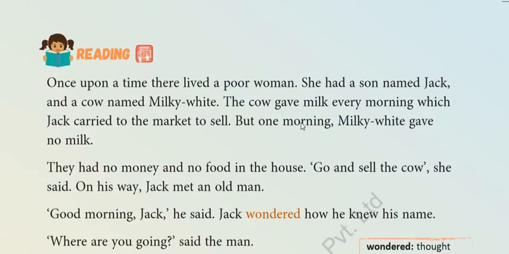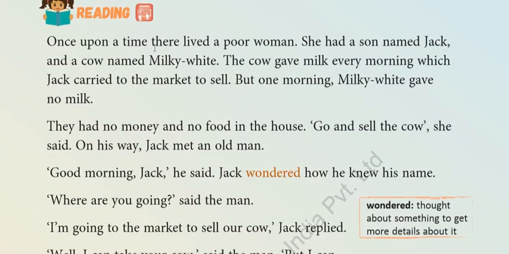Here is the reading part of the story. Once upon a time there lived a poor woman. She had a son named Jack and a cow named Milky White. The cow gave milk every morning, which Jack carried to the market to sell. But one morning Milky White gave no milk. Now here the story begins, so first you need to understand this first reading paragraph.